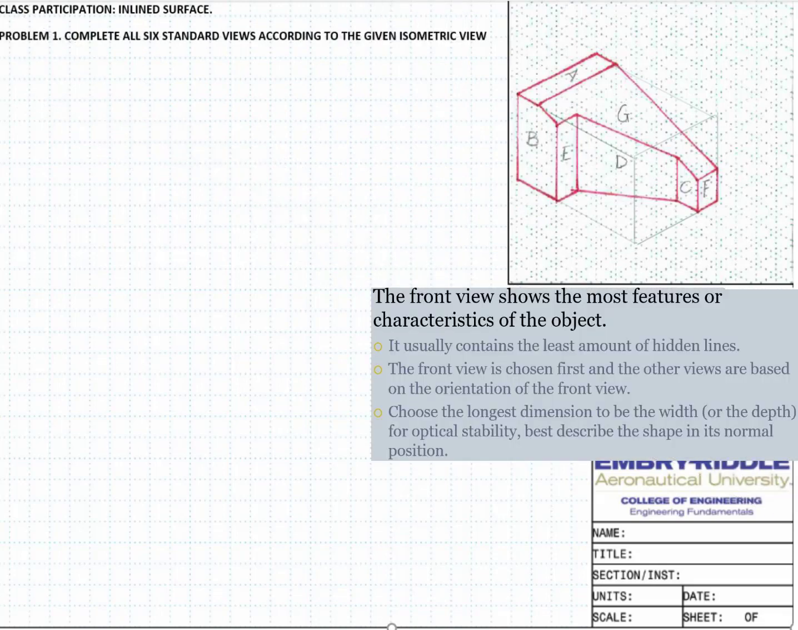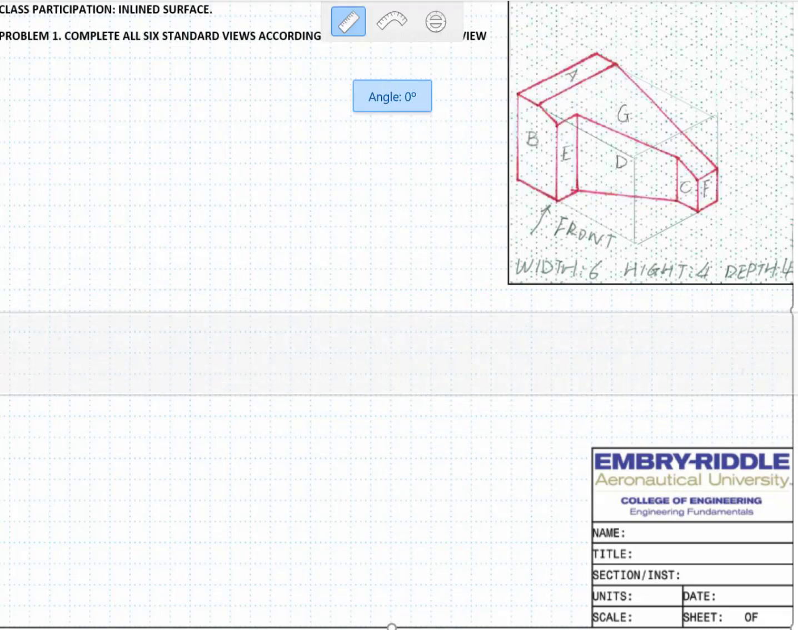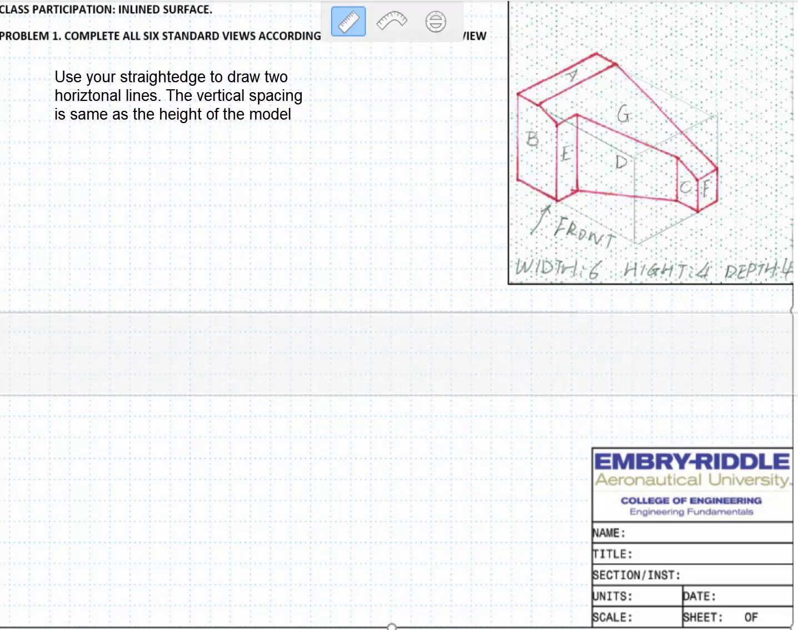The front view shows the most features or characteristics of the object. Make sure that you determine the front view first, and then you will be able to know the dimensions, which means the width, height, and the depth. Use your straight edge to draw the two horizontal lines, which are used to determine the height.